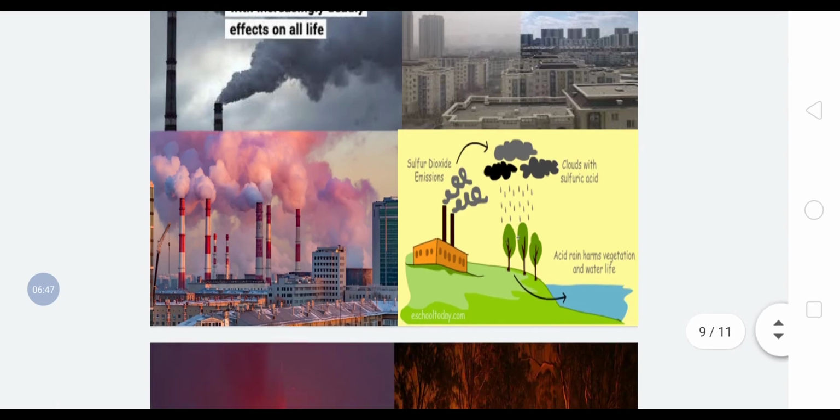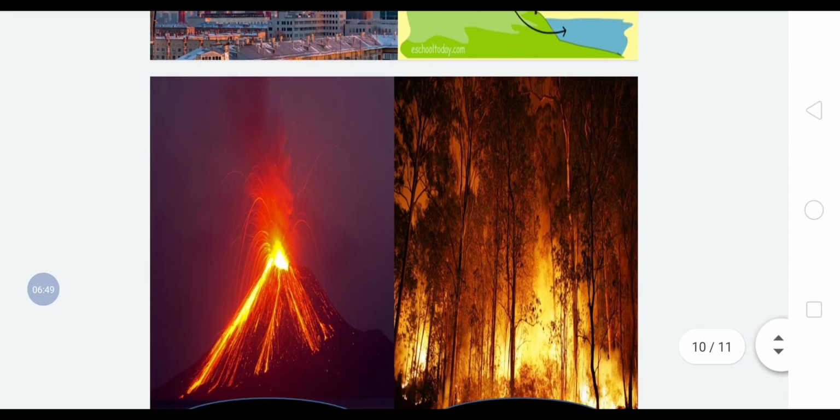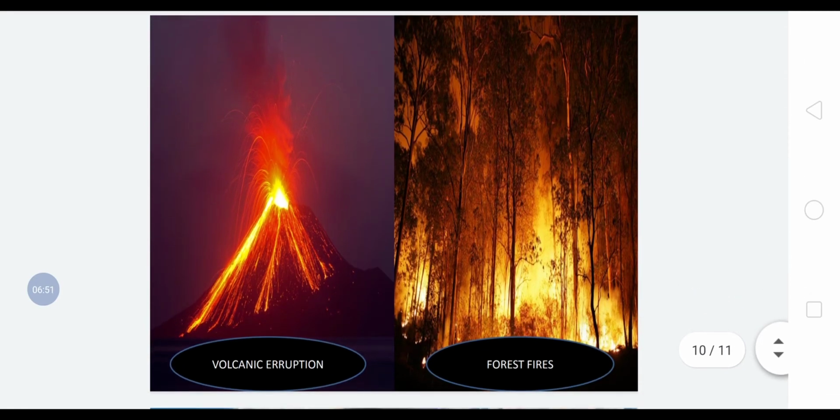And occasionally the volcanic eruptions in some countries also add solid and gaseous substances in large quantity to the atmosphere. And even sometimes forest fires add pollutants and cause further damage to the atmosphere. We all should have an awareness of these pollutants so that they are reduced in the atmosphere.